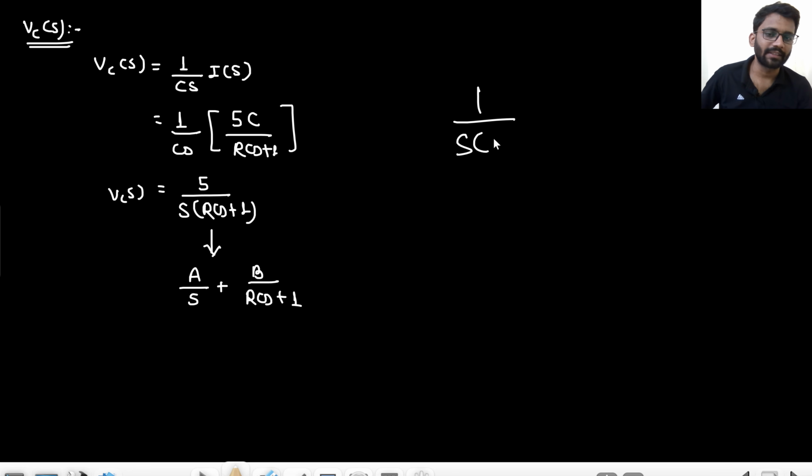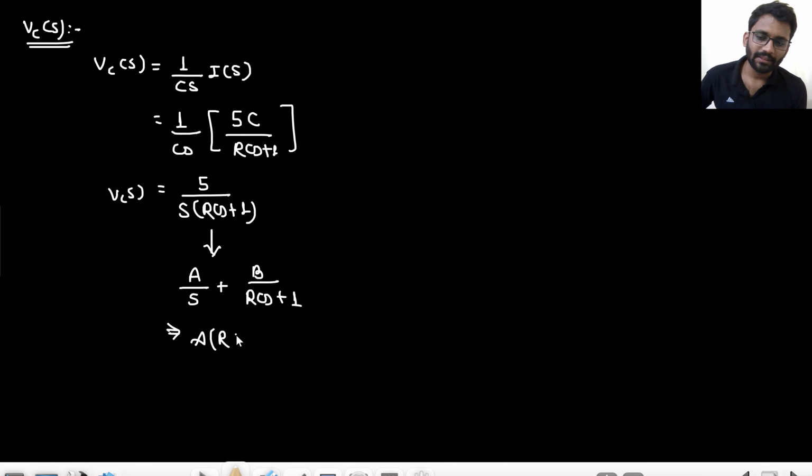Let's just assume you are having s upon s plus a. So what you will do, you will break it in two parts, 1 upon s plus a, 1 upon s plus b. Here some coefficient will come, a and b. So this is what I am doing, breaking it into two parts. Okay, so from here what do you see, a into RCS plus 1 plus b into s, that would be equals to 5.